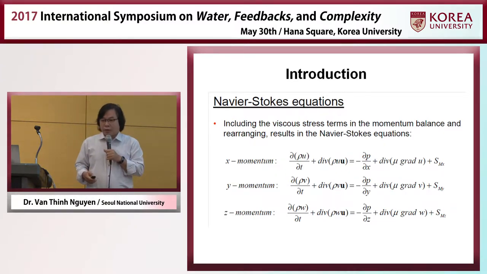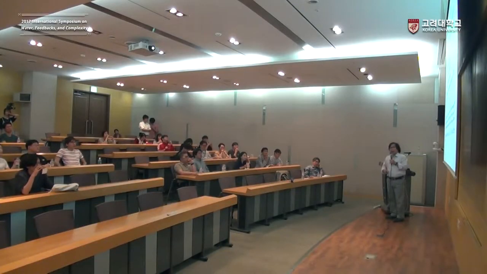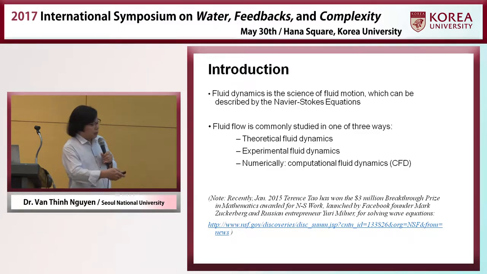To solve that problem, usually we have three ways. Theoretically, it is still a millennium problem. In 2015, Terence Tao, a genius mathematician, who was a full professor at UCLA at 24 years old and has won several prizes and honors in mathematics, received $3 million for the Breakthrough Prize, from Zuckerberg and Yuri Milner. But that did not fully solve the theoretical Navier-Stokes equation. It is only for wave propagation, meaning it is still away from the boundary layer, only on the surface wave, and still missing the boundary layer.